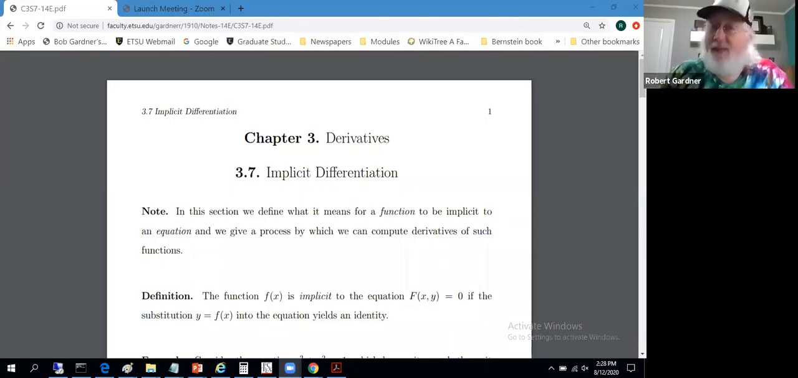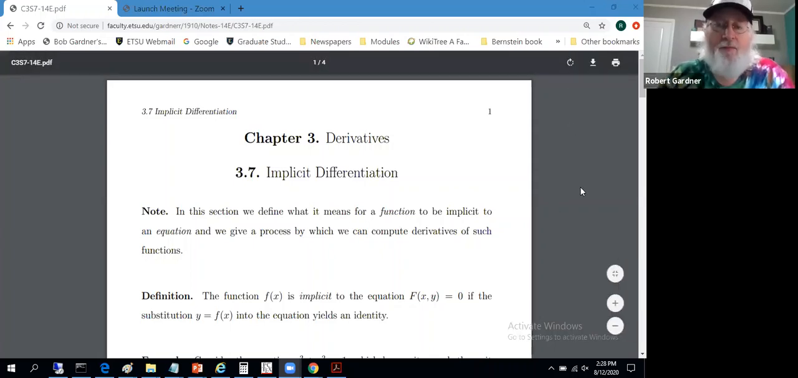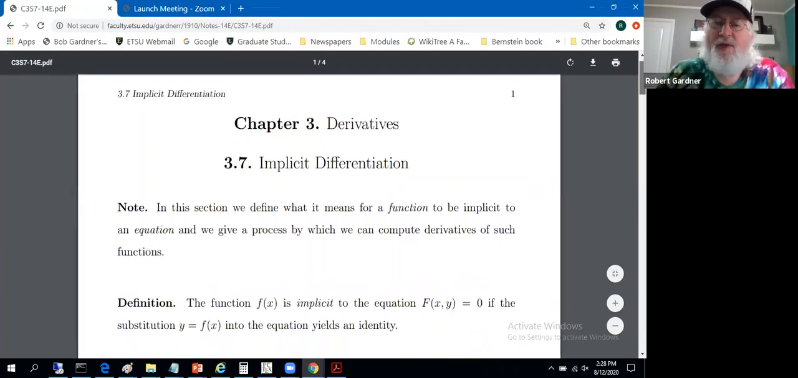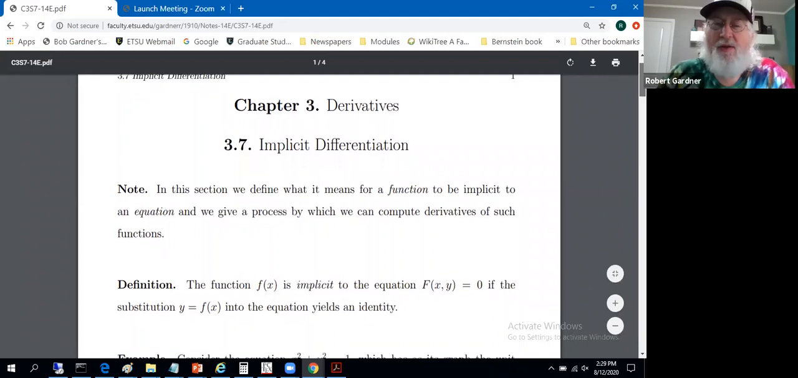3.7, implicit differentiation. Okay, the logical follow-up to the chain rule. What we're going to do here is, in some sense, differentiate an equation. Maybe more accurately, we're going to differentiate a function determined by an equation, but we may never know exactly what that function is. That function will be given implicitly by an equation.